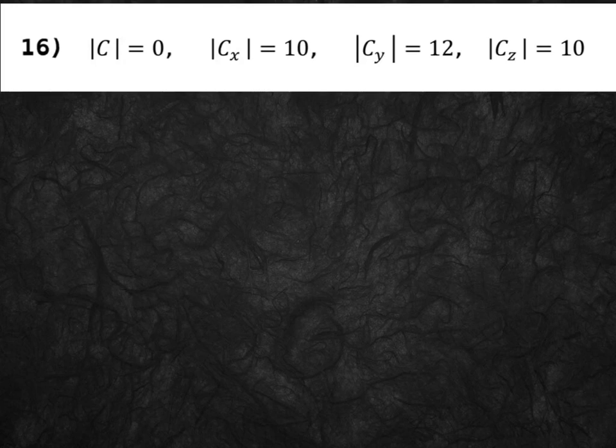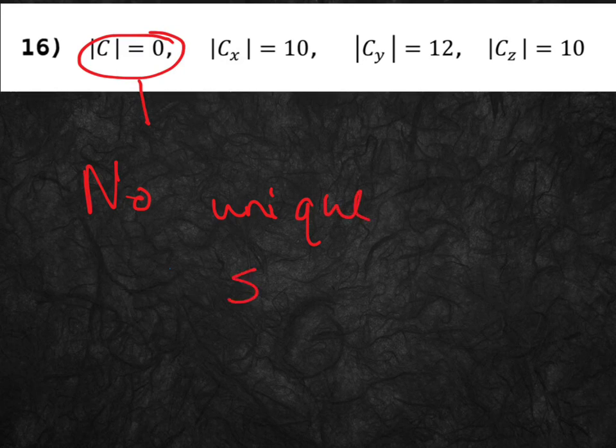Anytime that your coefficient matrix with nothing replaced is 0, that means there are no unique solutions. And you just have to tell me that.